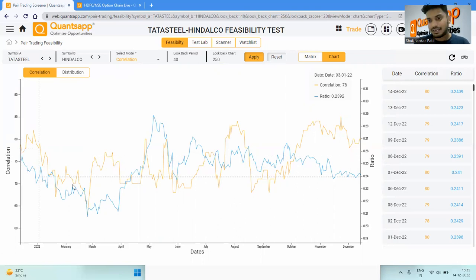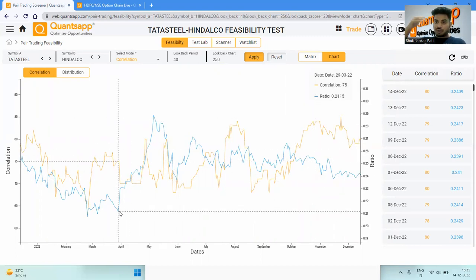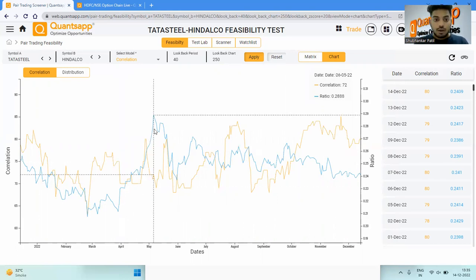What you want is something like Tata Steel and Hindalco, wherein the blue line is showing us the ratio on what day, how much the ratio was. It is consolidating typically, right? So now what you want is, whenever it deviates to the bottom from the mean, you will go ahead and buy the pair. That means you will buy Tata Steel and sell Hindalco. Whenever it deviates towards the top, the ratio makes a top. That is the time you will sell Tata Steel and buy Hindalco.